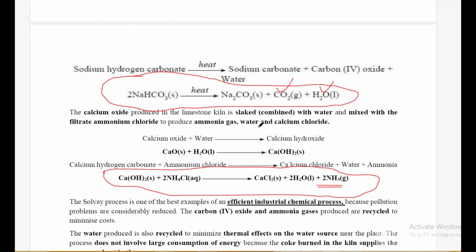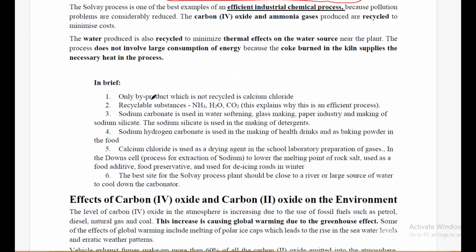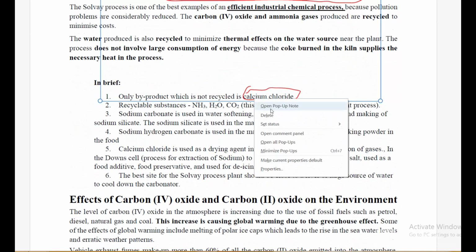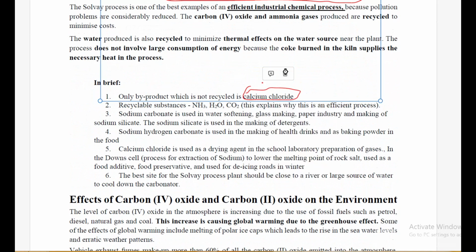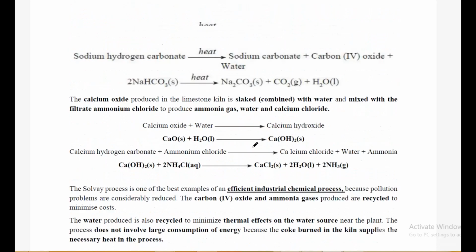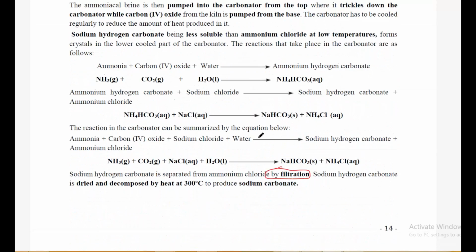So the only byproduct in the Solvay process is calcium chloride. Calcium chloride is the only byproduct. Recycled substances are ammonia, water, and carbon dioxide. They are recycled. Then you should know the uses of sodium hydrogen carbonate and sodium carbonate. It's important that you know them.